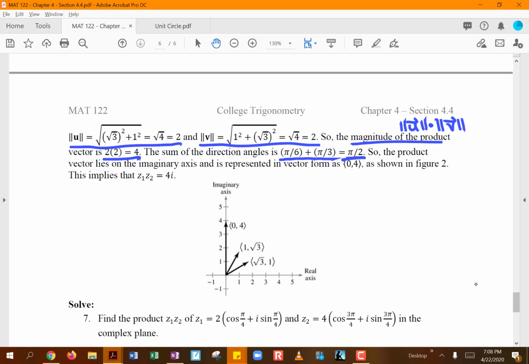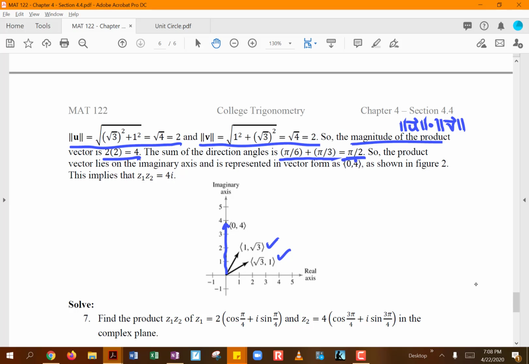So what this is telling us, that these are the two original vectors for our complex numbers z1 and z2. And this is telling us that when we multiply, the direction of our product vector is going to be in the direction of pi halves, which is of course 90 degrees. So that's why it's going on this vertical imaginary axis on the positive side.